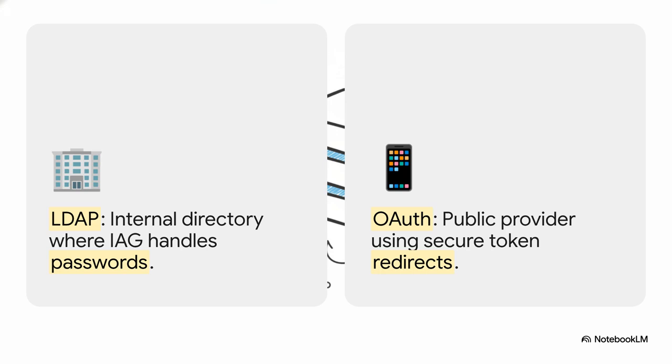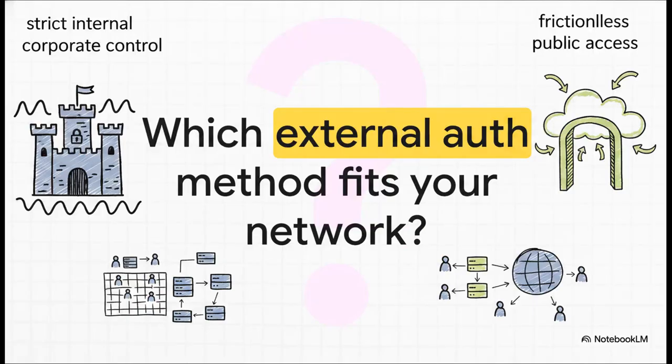On the flip side, social media authentication leverages an external public provider that you do not control. It relies on OAuth app IDs and secrets, and importantly, the IAG never actually sees the user's password. It just redirects the user to the third party's login page and waits for that secure token to come back. Both of these external authentication methods are incredibly powerful tools to have in your Sangfor IAG arsenal, but they clearly serve entirely different use cases. One gives you that strict internal corporate control, while the other offers totally frictionless public access.